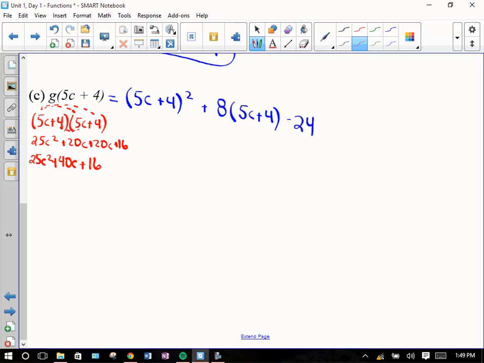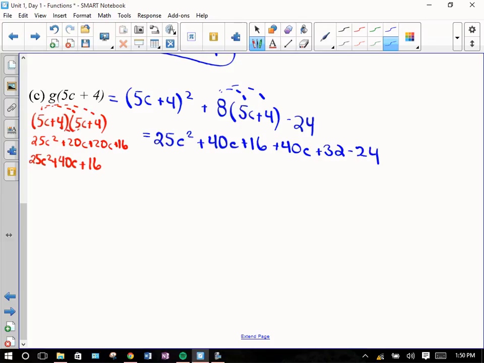So it's 5c times 5c, 25c squared. 5c times 4, 20c. 4 times 5c is 20c as well. 4 times 4 is 16. So once you distribute that, and guys, I would do that off to the side. Then you come back over here and say, all right, I know this is equal to this, so I'm going to put 25c squared plus 40c plus 16. But I also have this stuff, so I have to go 8 times 5c, that's 40c, plus 8 times 4, that's 32, minus 24.